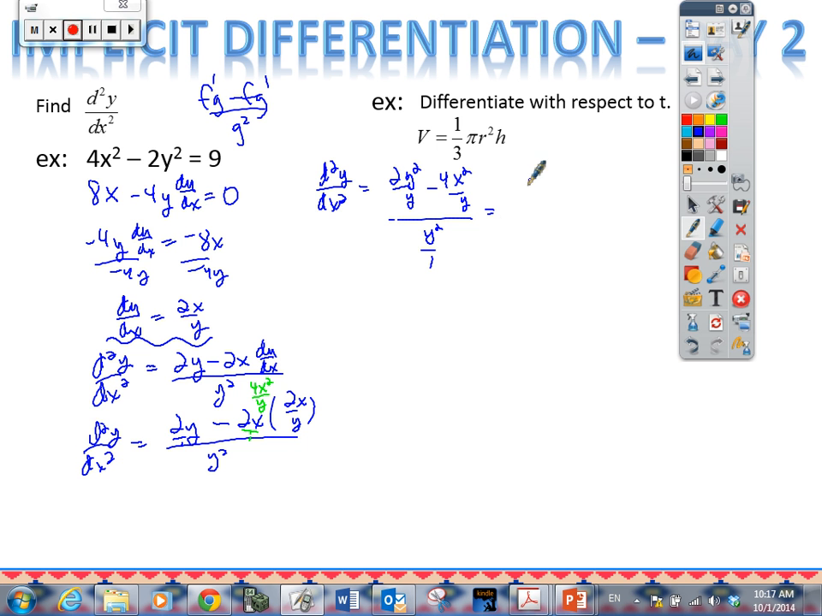So we have 2y squared minus 4x squared over y times, and we take this little guy and flip him upside down, 1 over y squared. So d2y over dx2 equals 2y minus 4x squared over y cubed.